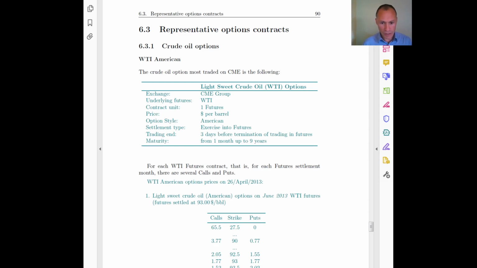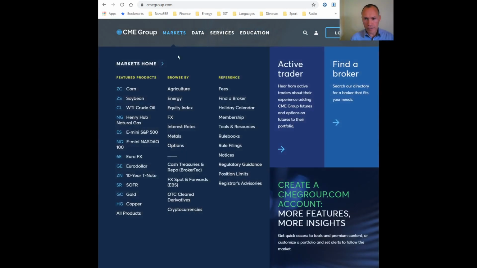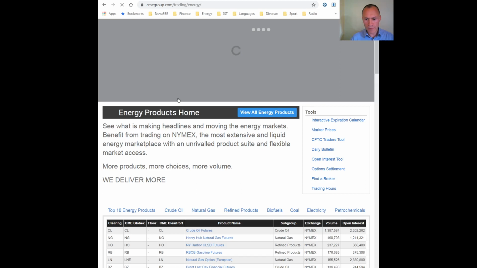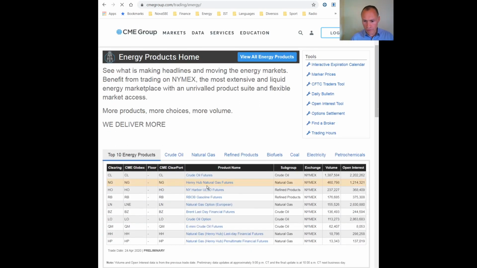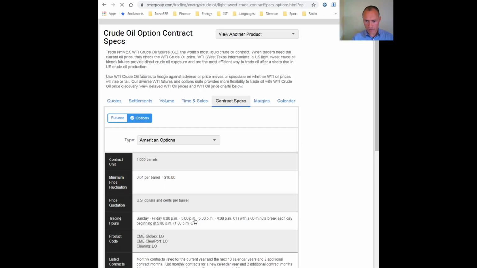So let me open the actual web page here. If you go to the CME web page, you can look at markets, energy, and if you look here, the option we're talking about is this one here, the crude oil option. So it's one of the top products on this exchange, one of the most heavily traded, as you can see here by the open interest. So very liquid contract, right?